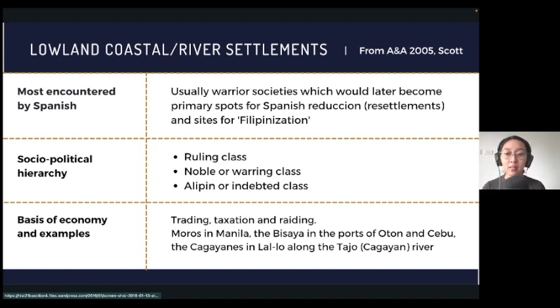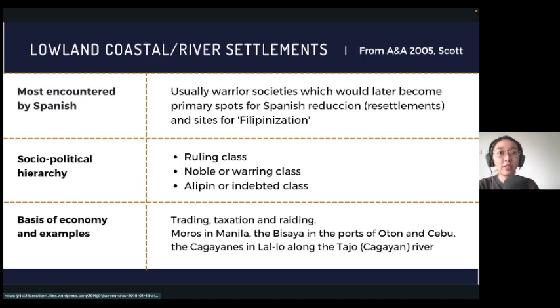Now, in these places, you find something very interesting. They have three estates, as Scott calls them, three estates or three classes of society, whether they are in Luzon or Visayas. This tends to be pretty consistent. They have a ruling class, a noble or warring class, and an alipin or indebted class. And their basis of economy is still trading, raiding, and even taxation.